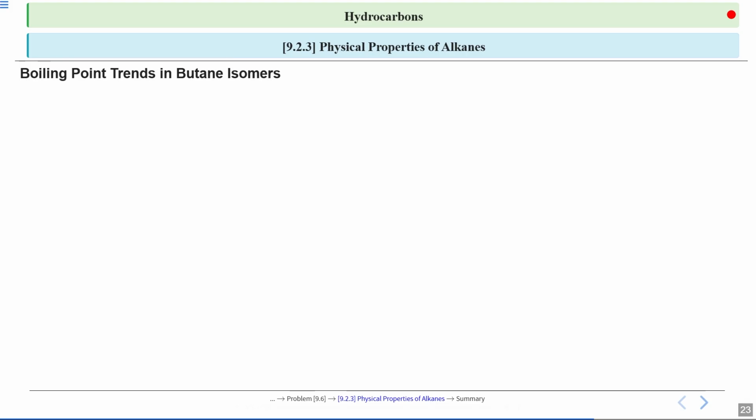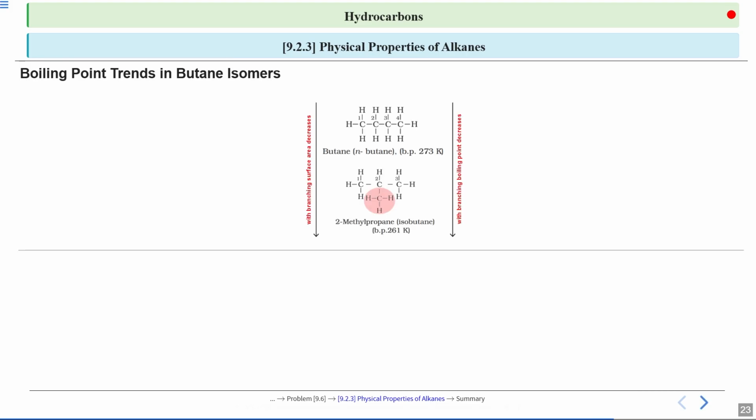Now let us try to understand boiling point trends in butane isomers. Here is an image for that. What you can see is that normal butane, n-butane, has a boiling point of 273 Kelvin. Now you take the same number of carbon and hydrogen, meaning you are not changing the molar mass, but you are changing the structure. So you are trying to draw a different structural isomer for n-butane.